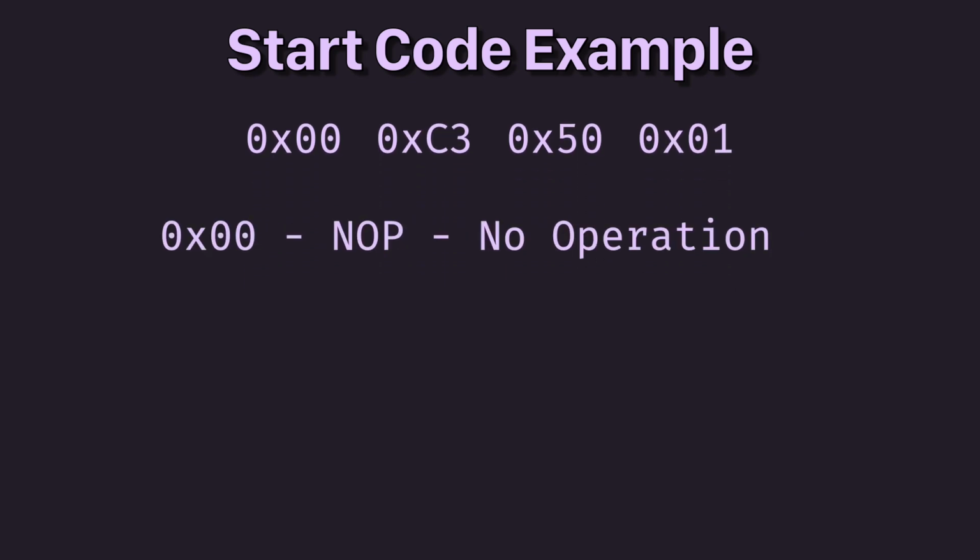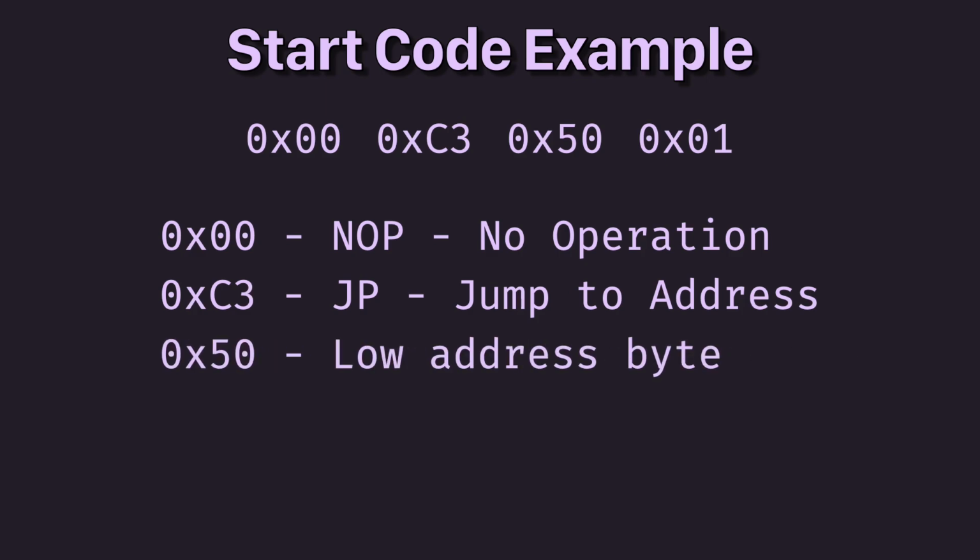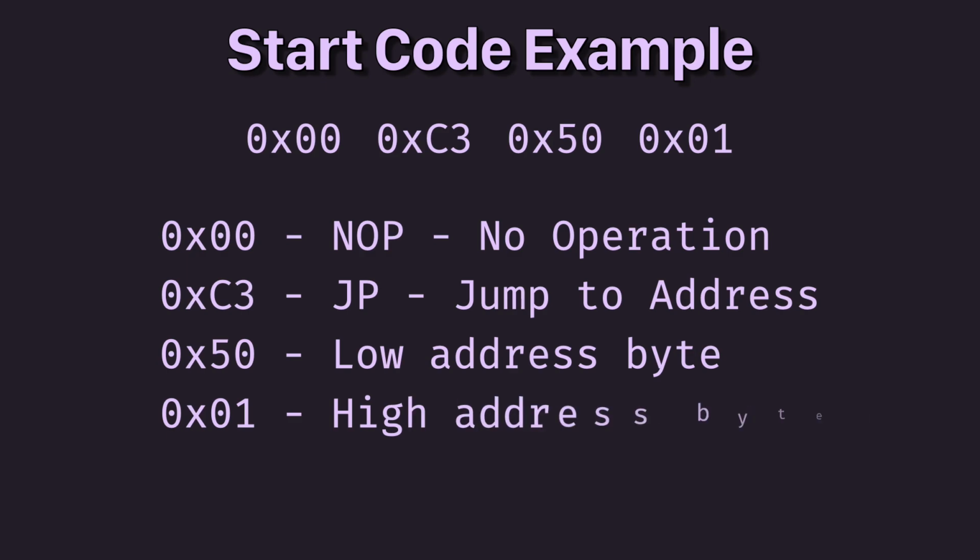Hex 00 is for NOP, which means no operation. This basically instructs the Game Boy to do nothing for one cycle. Hex C3 is the instruction JP, which stands for jump. This instructs the Game Boy to jump to a specified address in the cartridge ROM and continue execution from there. The 2 bytes after the jump instruction make up that address. It is encoded with the lower byte first and the higher byte second.